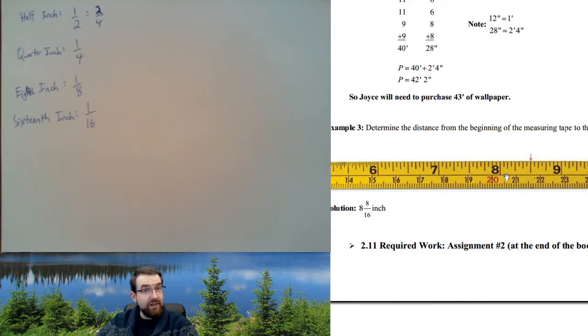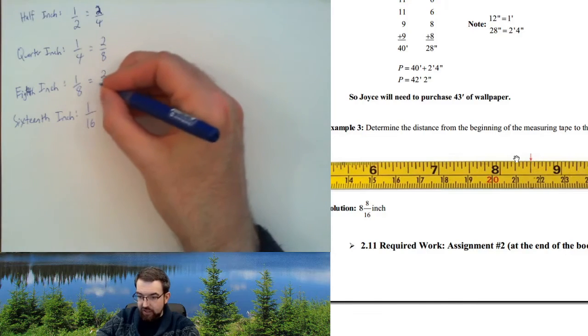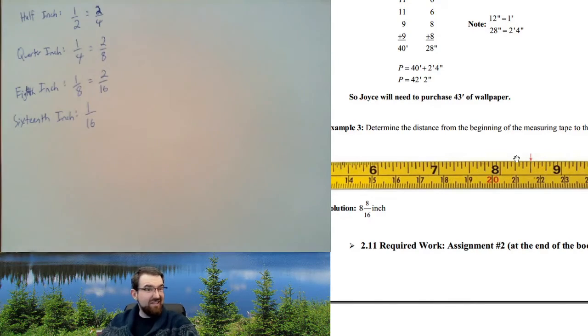We can see the same sort of thing down here. A quarter inch, like this bit, is the same as this one here, which is an eighth, and this is another eighth. So 1 over 4 is the same as 2 over 8. 1 over 8 is the same as 2 over 16. A 16th is the same as 2 over 32, but we're not going to bother with that, because generally we don't see 32nds of an inch represented.